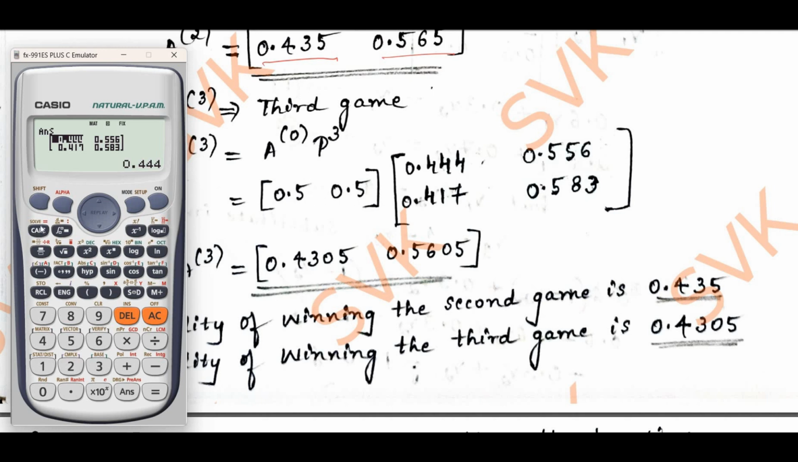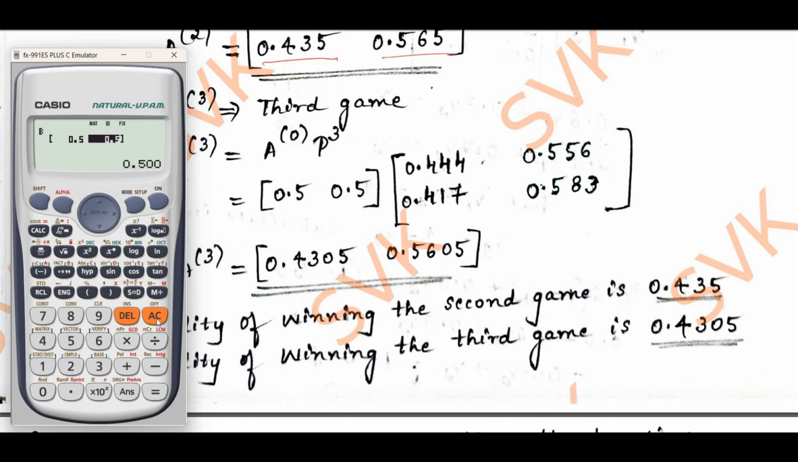To multiply this with matrix A, you can consider mat again. Go with the mode, then consider matrix. In that, consider option 2, mat B. In that, one row, two columns. Go with the lower joystick, one row, two columns, that is the second option. Enter the value 0.5, 0.5.